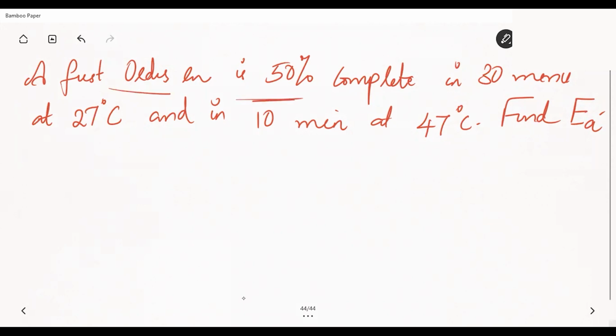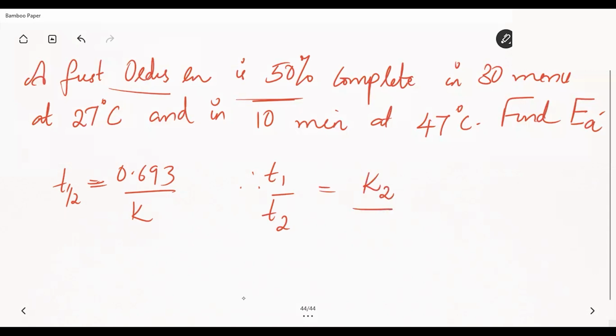Half life period. And we know that T half is equal to 0.693 by K. That is the first order reaction T half equation, right? So you will be getting T1 by T2 equal to K2 by K1. Using the relation between T and K, you will be getting 30 by 10 is equal to 3.